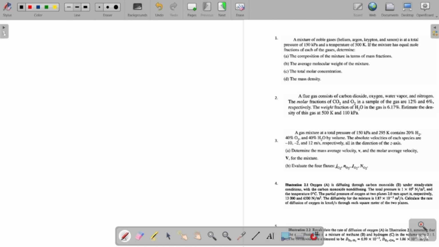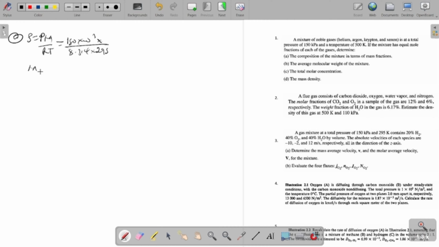So let's start with A, which is asking us to calculate the mass average velocity and that one too. We know that the mass density becomes PM divided by RT, right? So let me calculate the total density. They give me a pressure of 150 kilopascal, 150 times 10 to the power 3. I don't have the molecular weight, so I need to find it. Then R is 8.314, and they give me a temperature of 295.